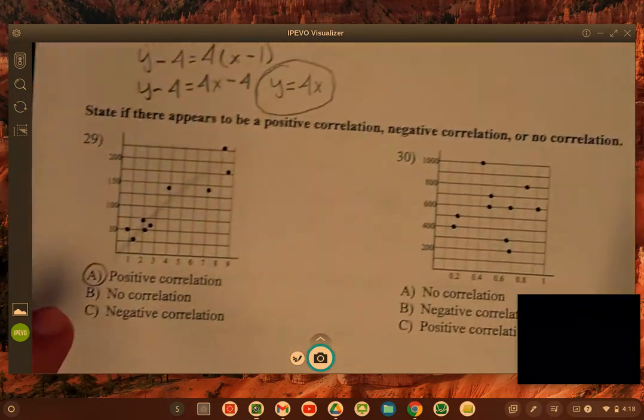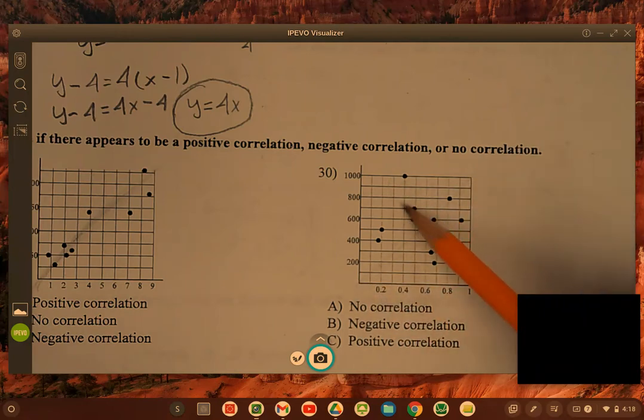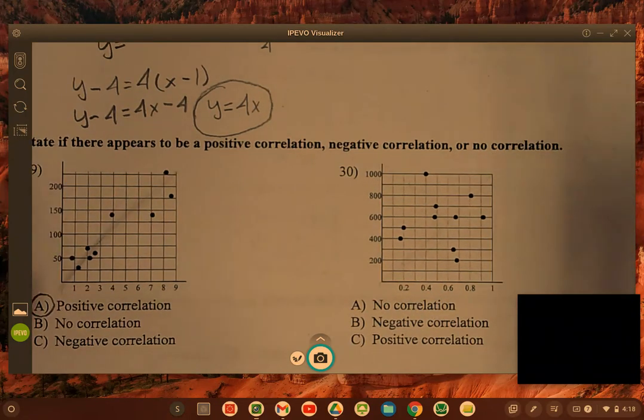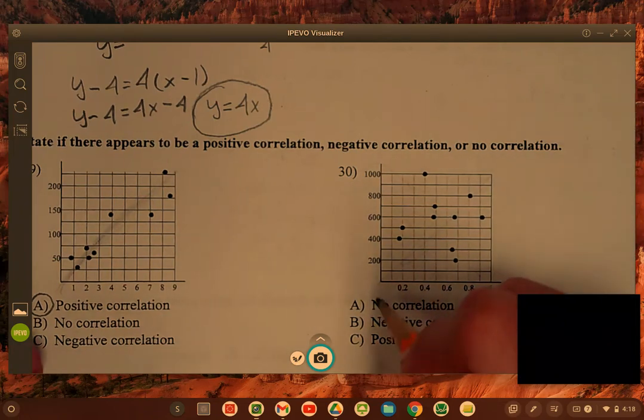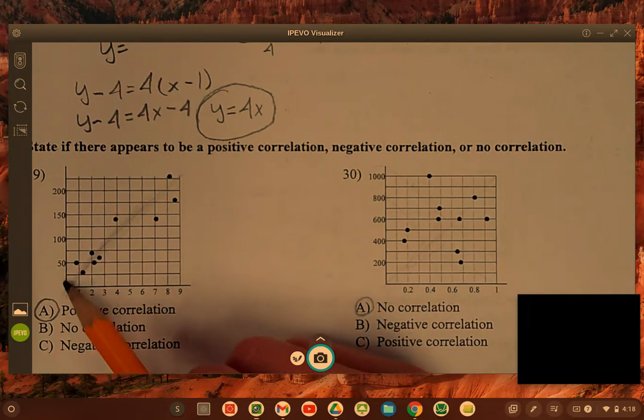And then for this one, you can't really see what's going on here. There's not an obvious positive or negative. So that means that there's no correlation. No correlation, like how old you are and the number of cats you have.